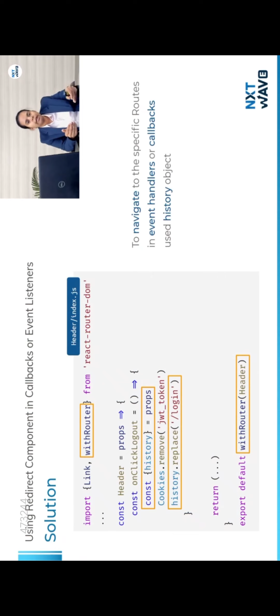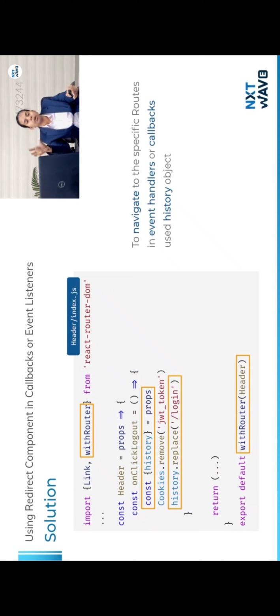So what will this do, right? Automatically the history will be replaced and appropriately the component corresponding to that path will be rendered. So in case of event handlers and callbacks, we have to make use of the history object. If you want to navigate to a particular specific route in event handlers or callbacks, you have to make use of the history object. Okay, that is very, very important, right?